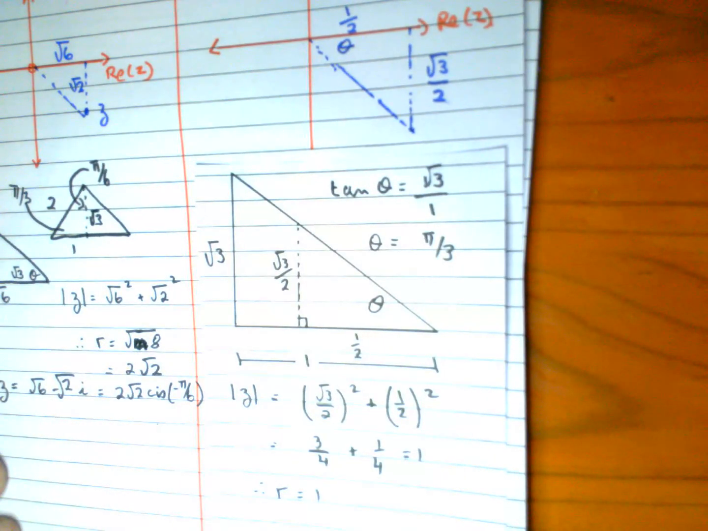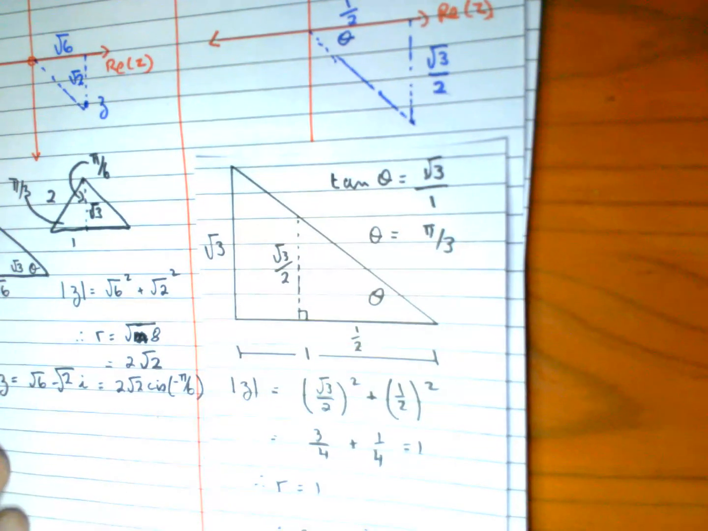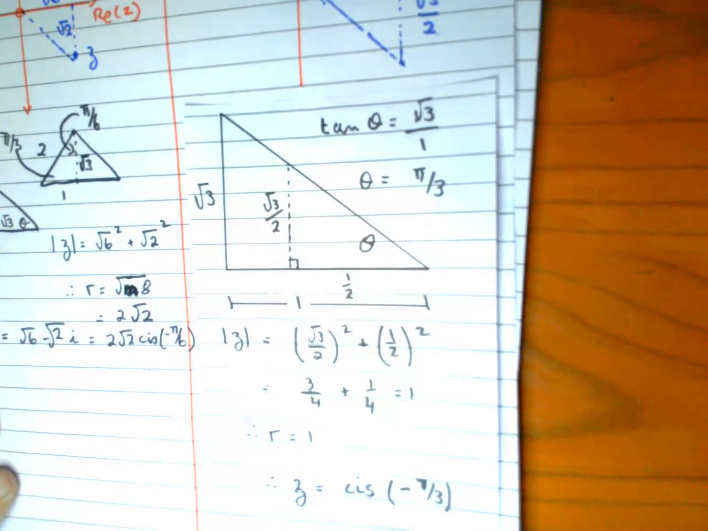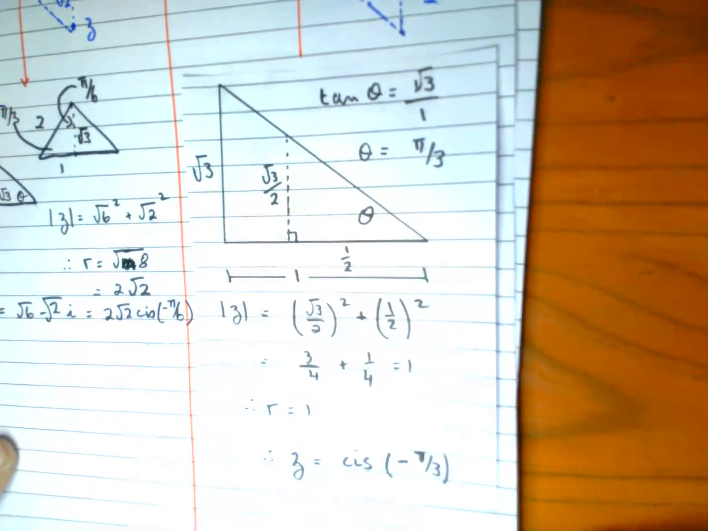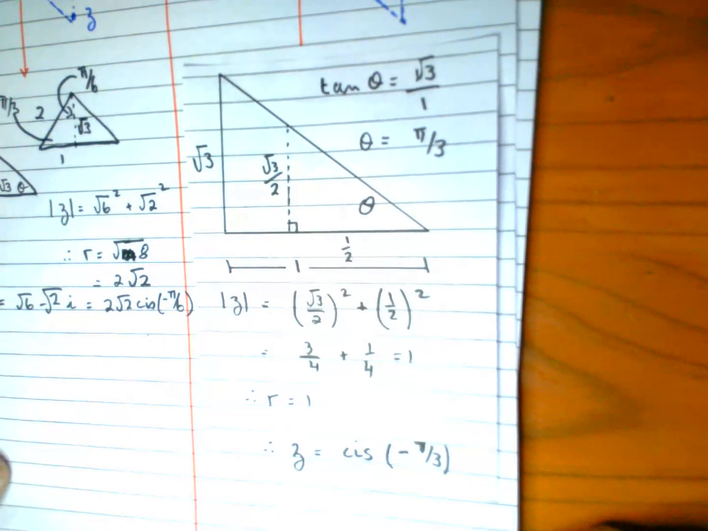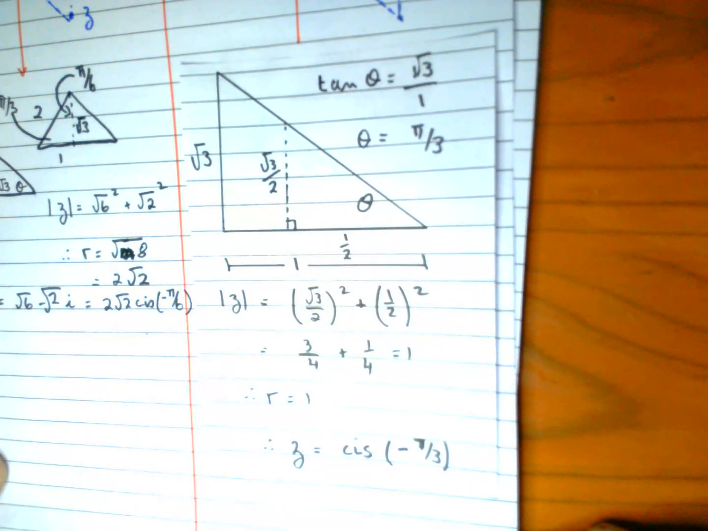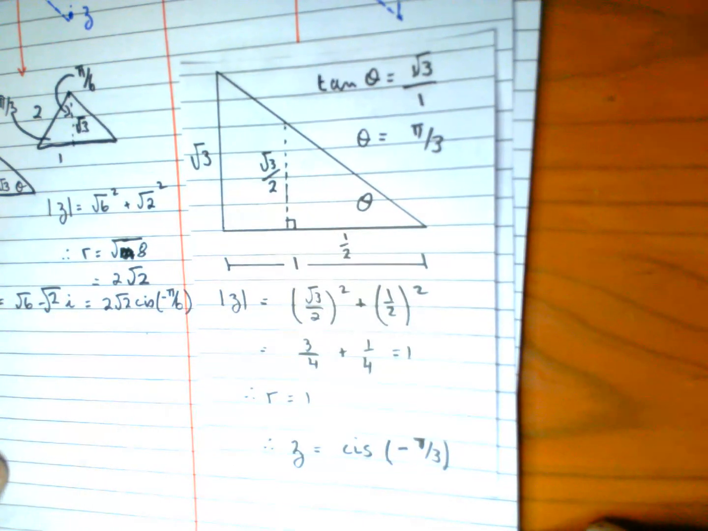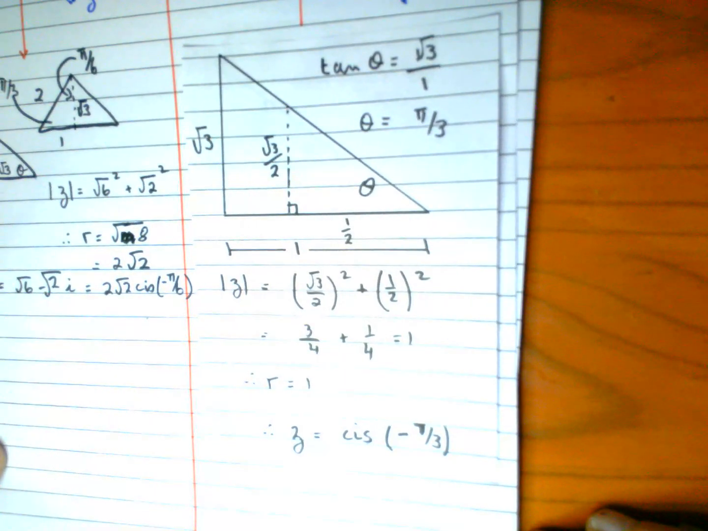Again, I know it's going to be a negative pi on 3. Remember, our argument must be between negative pi and pi. And we're finding the value of r in the usual way. It's equal to 1 in this case. And so z is going to equal cis negative pi on 3. And that's the end of this little clip.